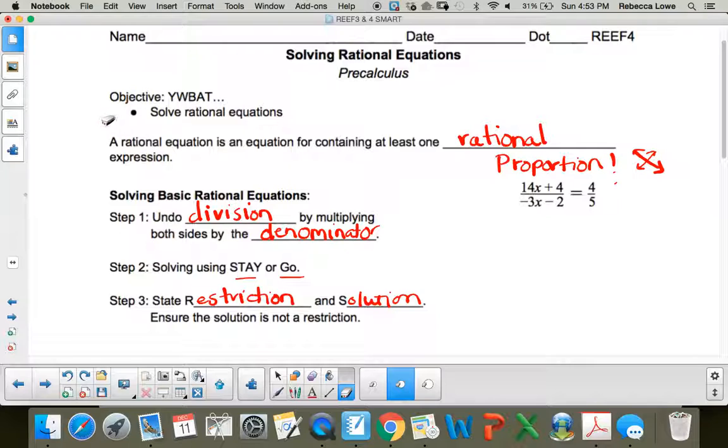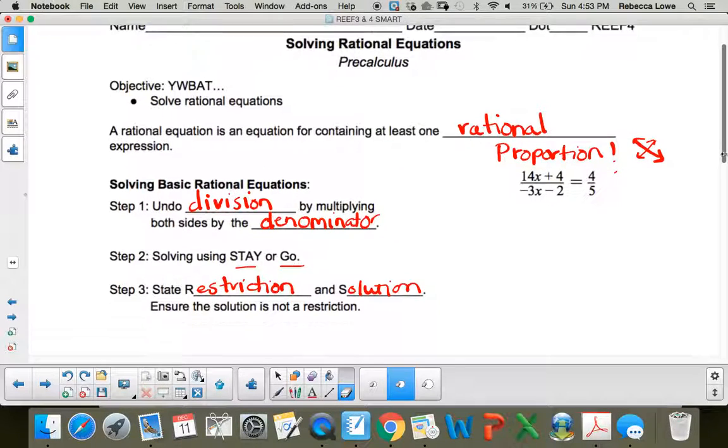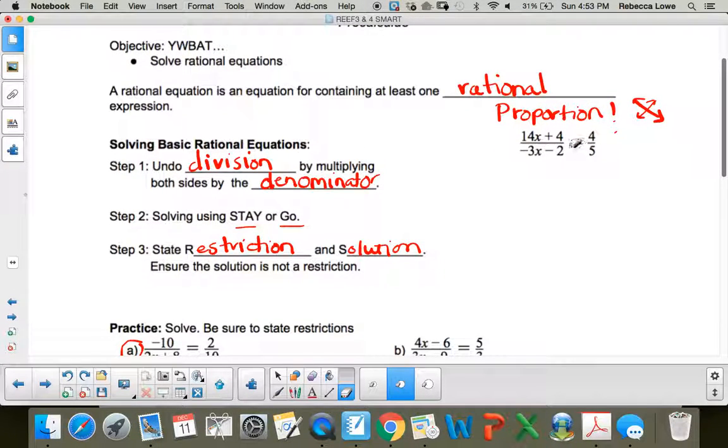So we're going to be solving rational equations. A rational equation is an equation that contains at least one rational expression. Remember, a rational expression will have a variable, a polynomial, in the denominator. So this is a rational expression on either side. Actually, the left side's rational and the right side's just a fraction. So we're going to solve a real basic rational equation.